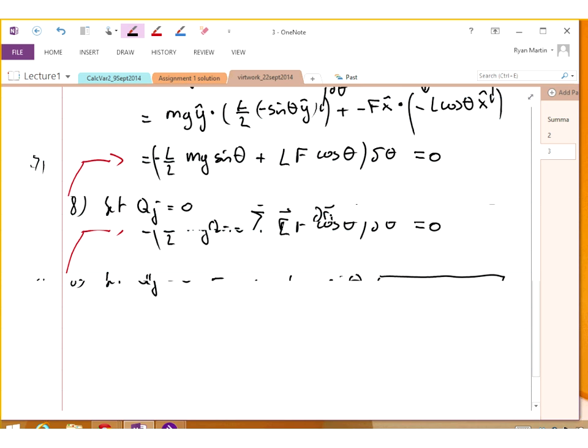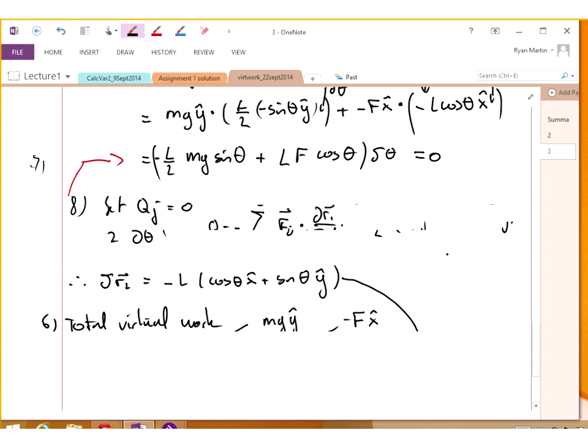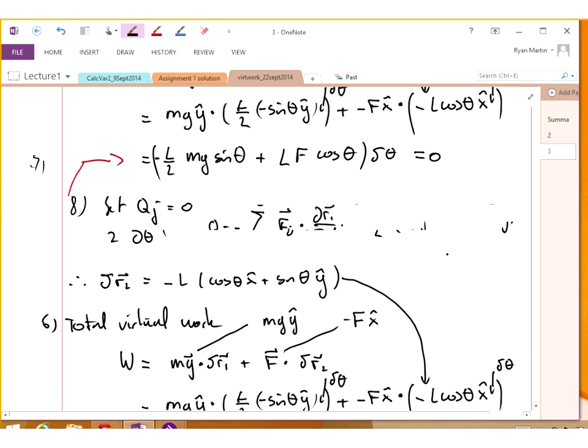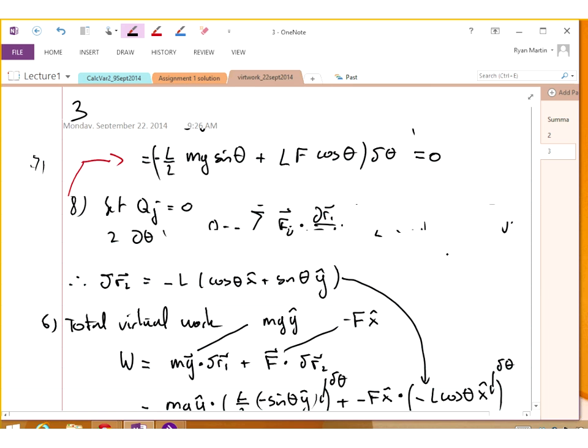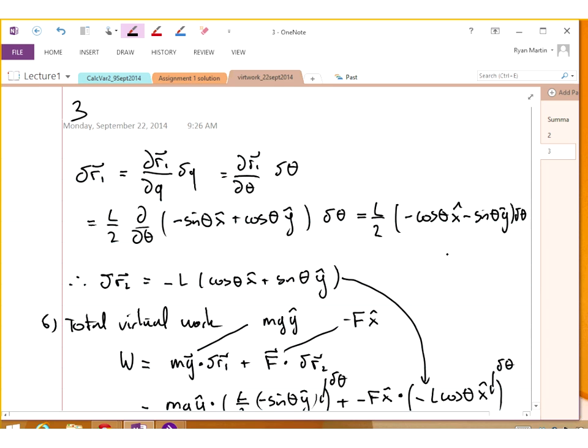∂R1/∂θ is this term that we had up here. So it was L over 2 times minus cos θ in the x hat direction minus sin θ y hat. Right? So let's copy that down here.